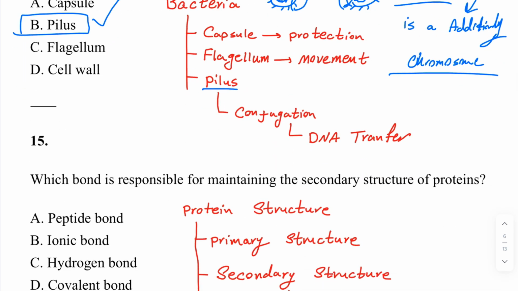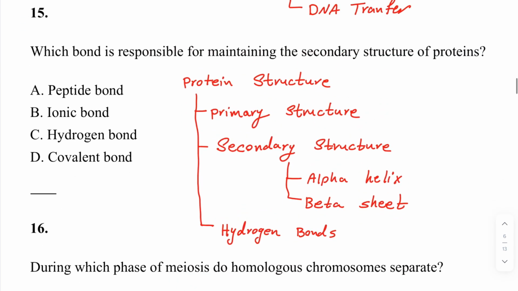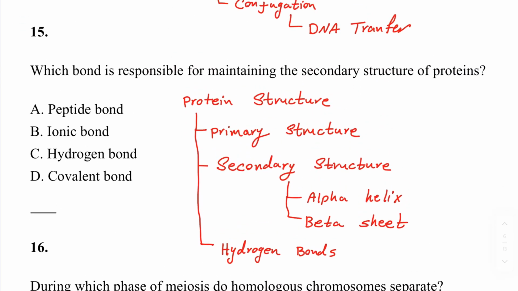So, I'm tired. Question 15. Which bond is responsible for maintaining the secondary structure of proteins? A. Peptide bond. B. Ionic bond. C. Hydrogen bond. D. Covalent bond.